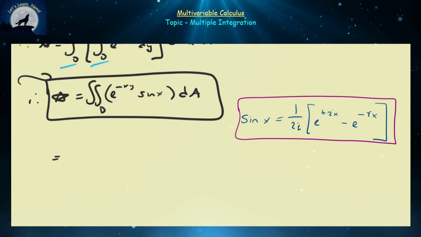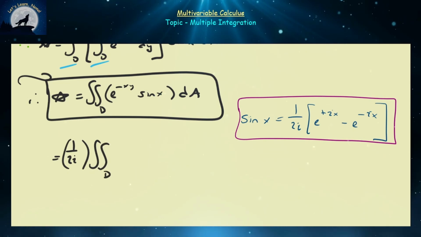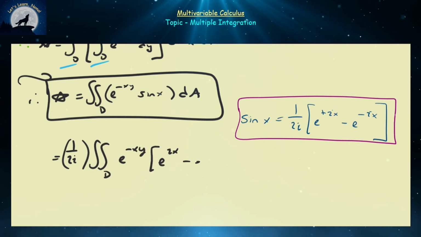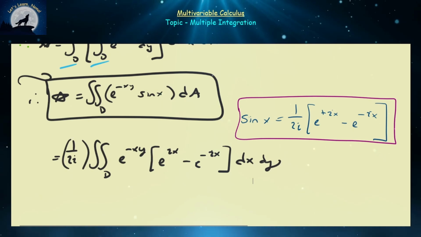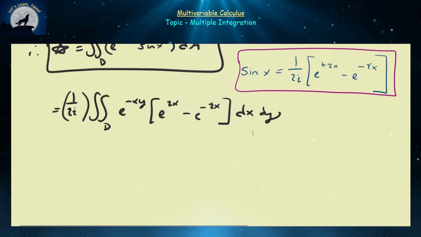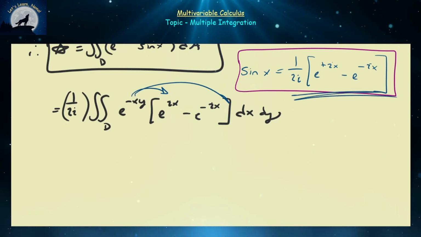So this is going to be equal to what? So 1 over 2i is just a constant, so I can factor it out. So we're going to have 1 over 2i times the double integral over D, and then we're going to have e to the minus xy times e to the ix minus e to the minus ix with respect to x, followed by the integral with respect to y. Now I'm going to distribute my exponentials. This actually motivated the introduction of these exponentials because I now can combine those exponents, and I know the integral of e to the ax. That's just a basic antiderivative.